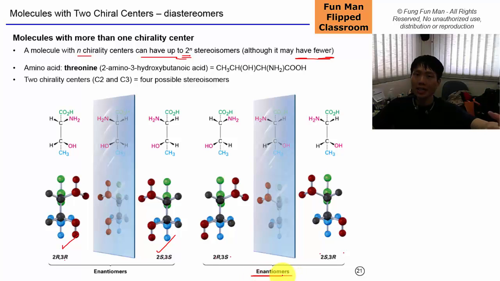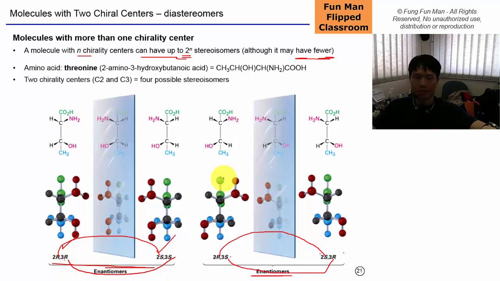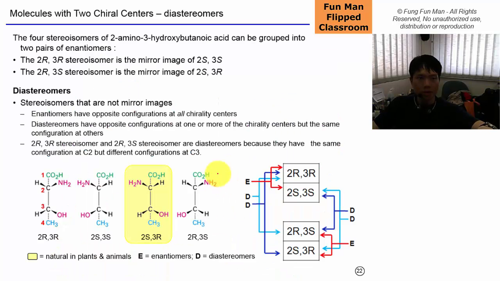These two are enantiomers because when you reflect an R, you get the S. When you reflect the S, you get the R at the same position. These two are enantiomers because R reflect gives you S, R reflect gives you S. So you see, these are mirror images. I just went through this with you.